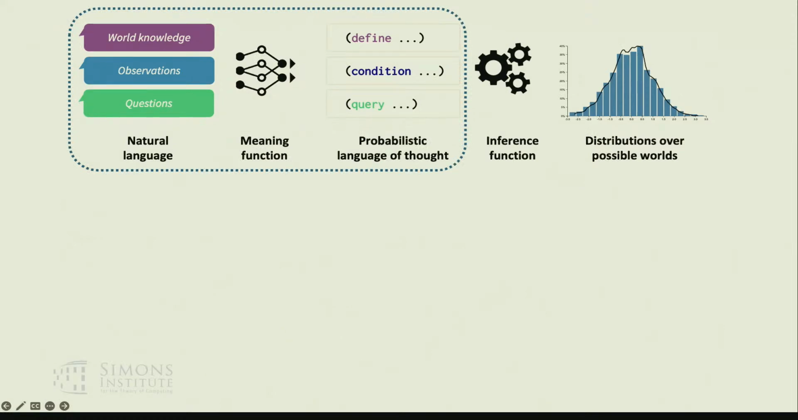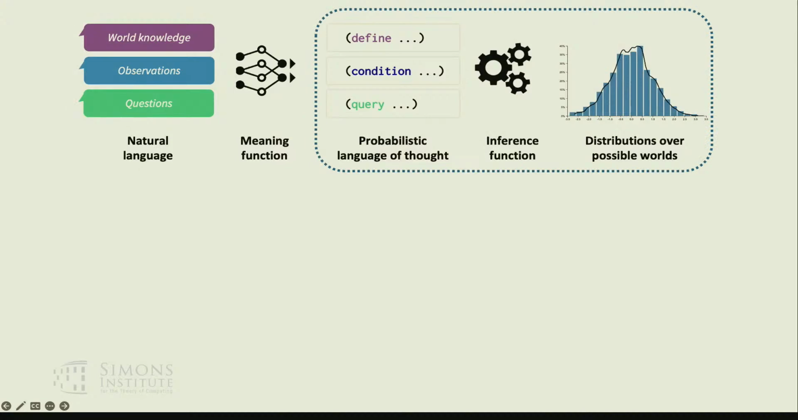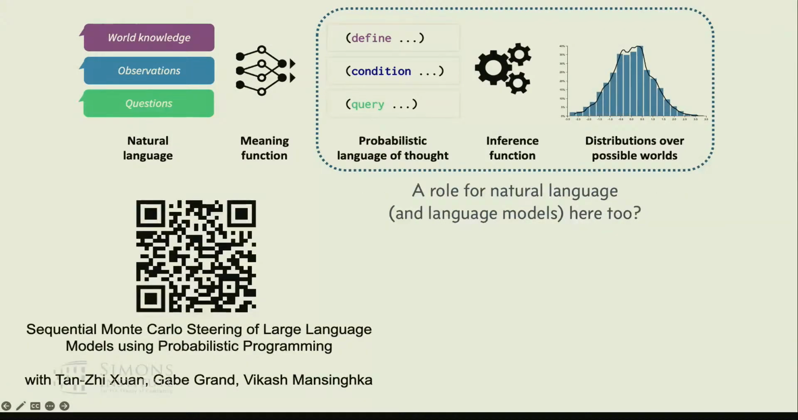So we've just been talking about how natural language can be interpreted or semantically parsed into a probabilistic language of thought. But we haven't talked about how cognition itself, which we've been talking about as the product of general purpose probabilistic inference machinery, might interact with language cognitively, or how our tools, our algorithms for inference and our model representations, might benefit from recent advances in language models. So in the rest of the talk, I'll talk about this also very preliminary work that we just presented at a workshop at ICML, that is more about a role for natural language and language models in this part of the picture.